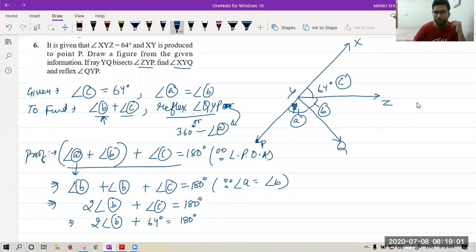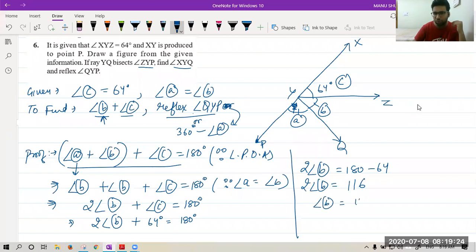So let's solve it finally. It will be twice angle B is equal to 180 minus 64. That is 116. Angle B is equal to 116 upon 2. 2 fives are 10, 1 remainder 6. 2 eights are 16. So we have got angle B is equal to 58.